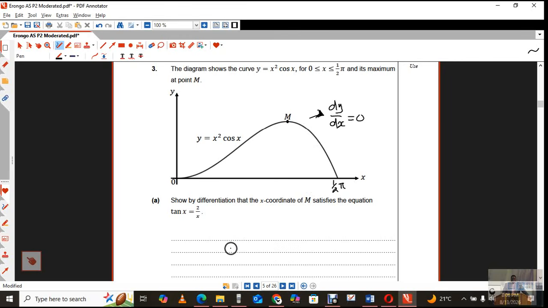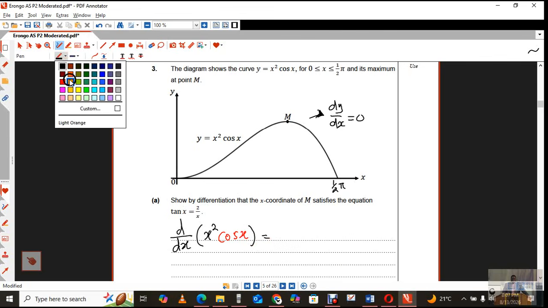Right, so what we're going to do here is differentiate, and then we'll see what that gives us. Because for us to find that x coordinate satisfying this equation, because it's at a turning point, we have to differentiate this. So it's going to be d by dx of the function x squared. I'm going to write the cosine in red, and the reason I'm doing that is because I want you to remember that in order for us to do this, we have to apply the product rule.